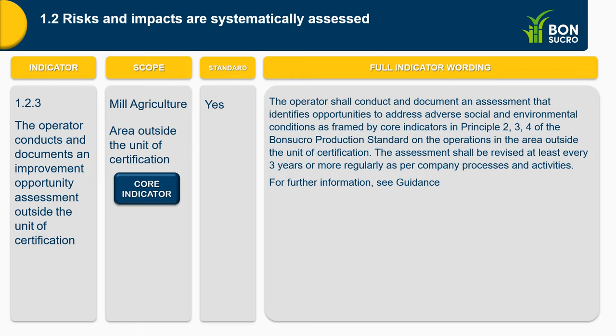So conduct and document an assessment that identifies opportunities to address adverse social and environmental conditions as framed by core indicators from 2 to 4. So only these indicators on risk on principles 2, 3, and 4 of the Bonsucro Production Standard. That assessment, of course, shall be revised at least every 3 years to be sure that it is updated.